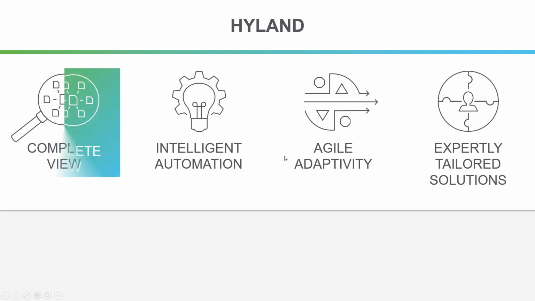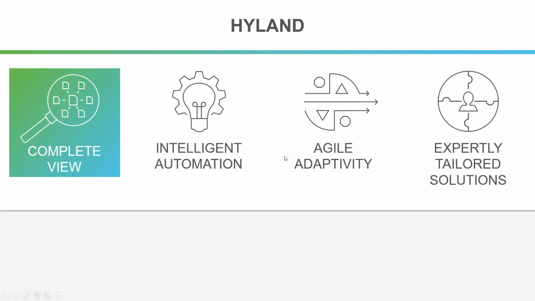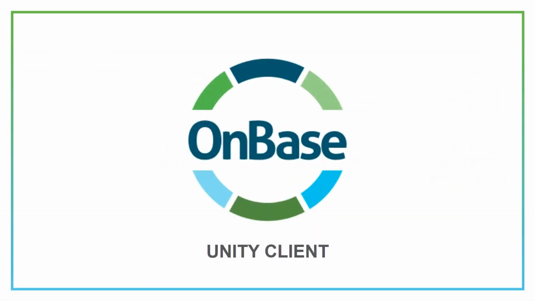But one thing about Highland remains the same, and that is of the 4 pillars of our platform and what we offer, we are all in on the complete view. If I were to give you the simplest answer for what Highland does, it's we provide a complete view of information to the people that need it, when and where they need it most. And this complete view is facilitated part and parcel by the Unity Client.